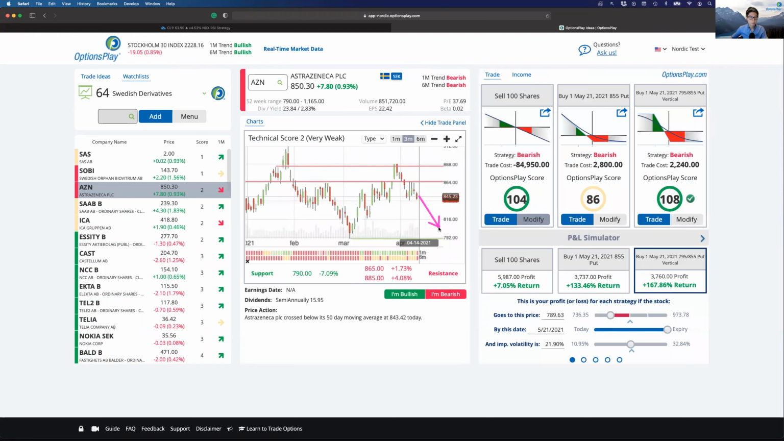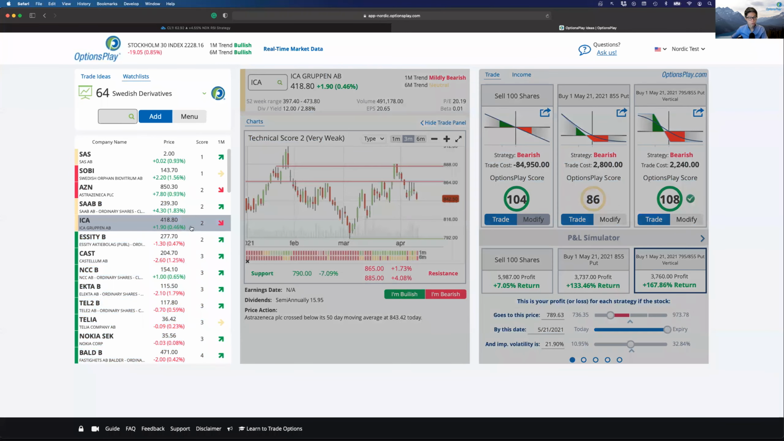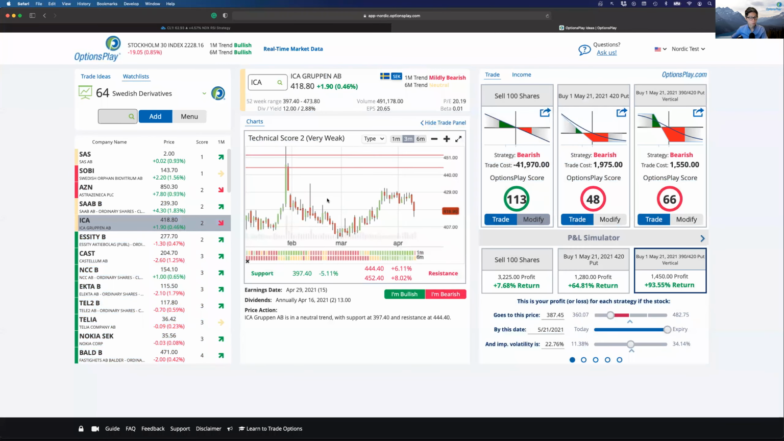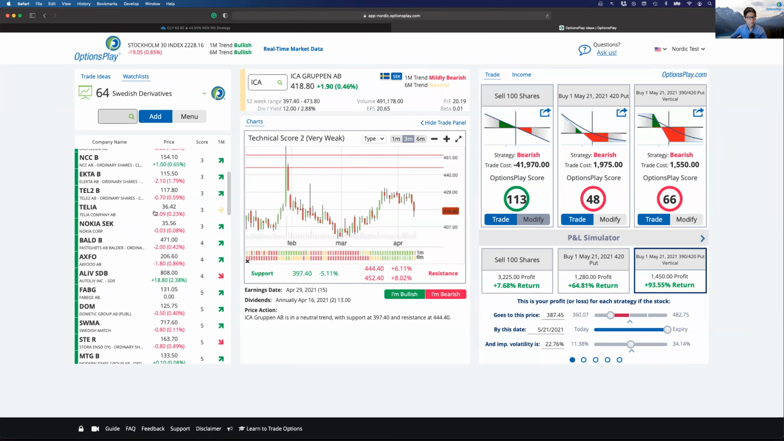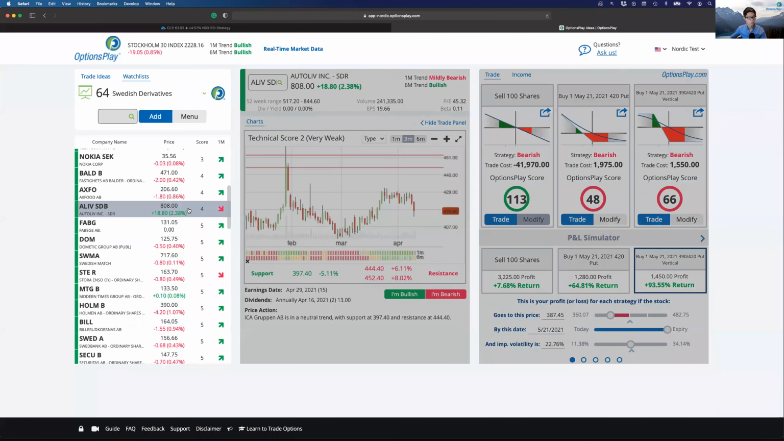So if you're looking for bearish opportunities, look for weak stocks, meaning low scores, and also trends that are continuing to move lower. These are stocks underperforming the Swedish index, and they are exhibiting bearish trends. That's how you can look for some opportunities here as well.